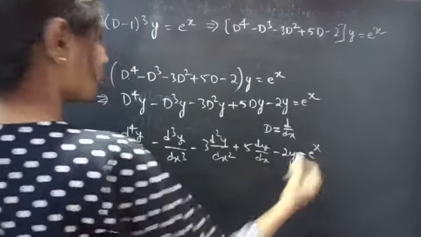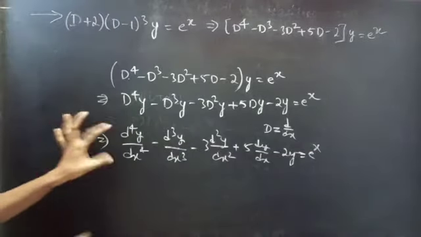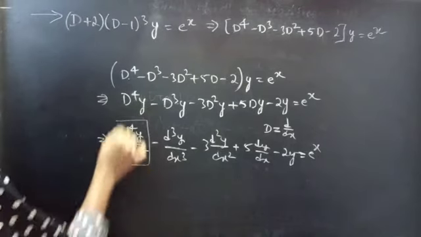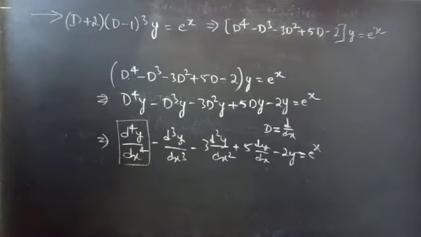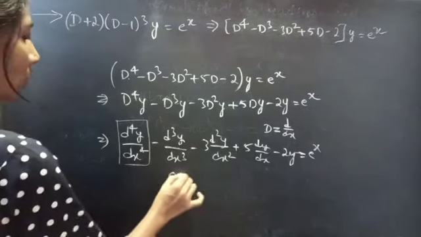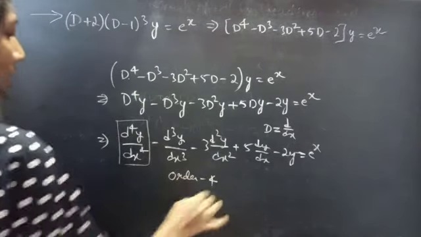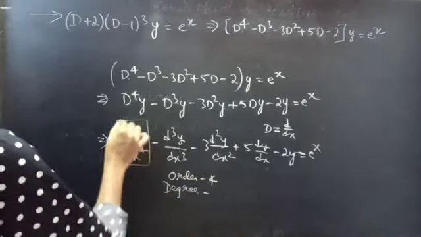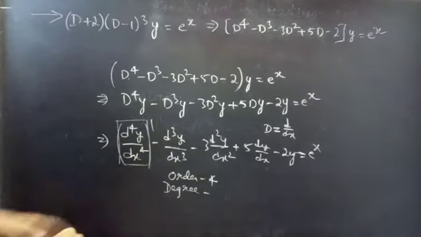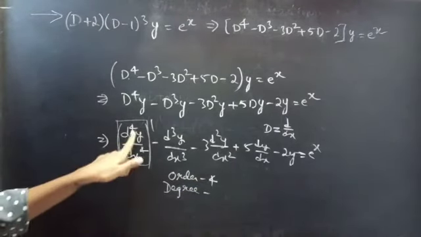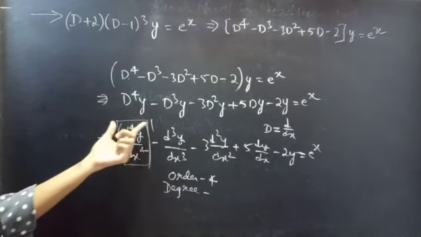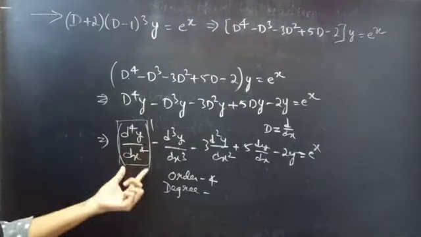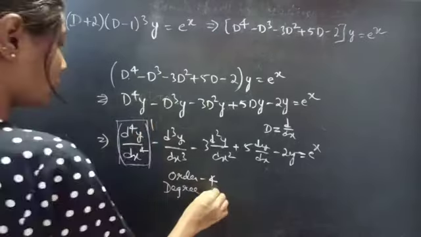Now identify the highest derivative. So here d^4y/dx^4 is the highest derivative. So our order will be 4. And degree is the highest power of the highest derivative. Here the highest derivative is d^4y/dx^4, and its highest power is the degree. So our degree is 1.